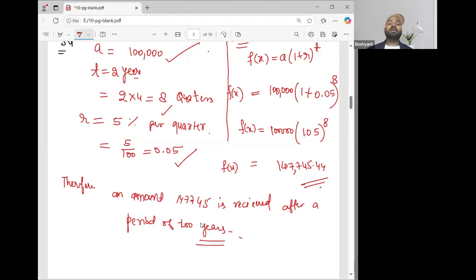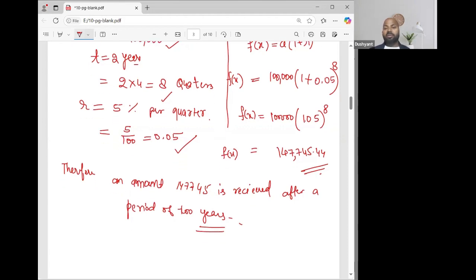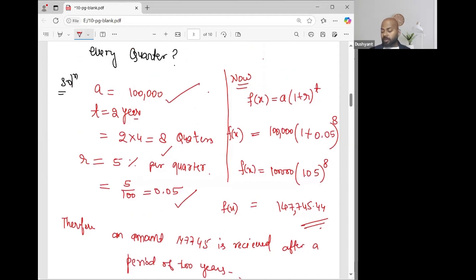All the values will be given to you. You will just have to put all the values in this formula, a times 1 plus r to the power of t, and then once you put all the values there, use the calculator and you will get the perfect answer. Okay, just have a look, then let me know if there are any queries.